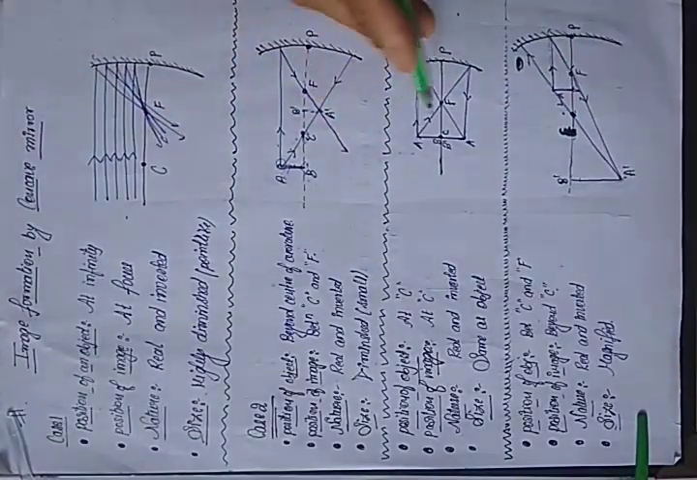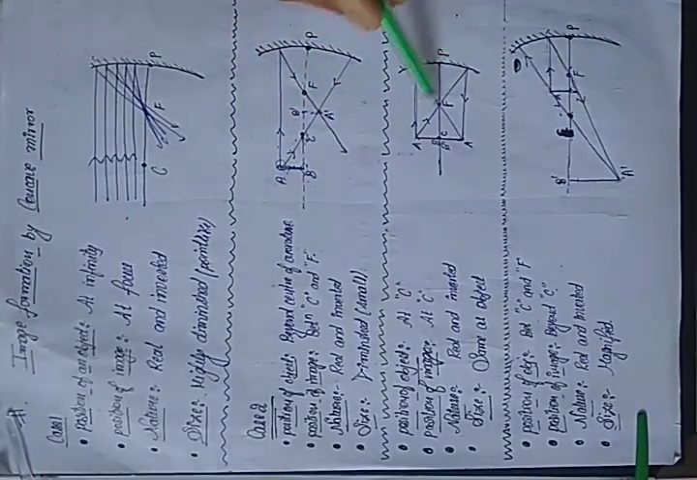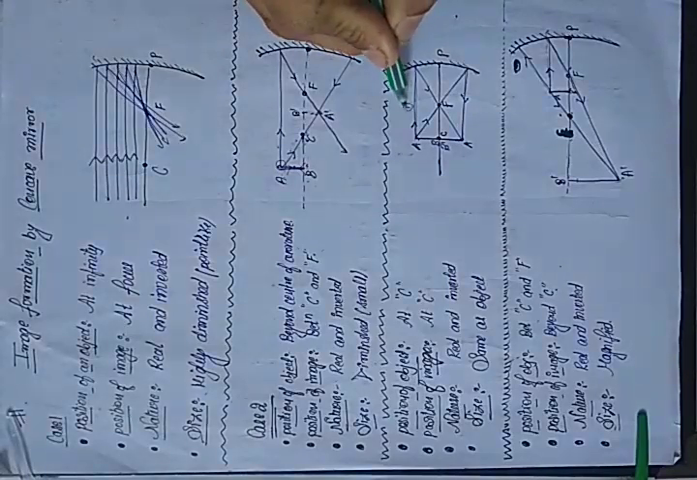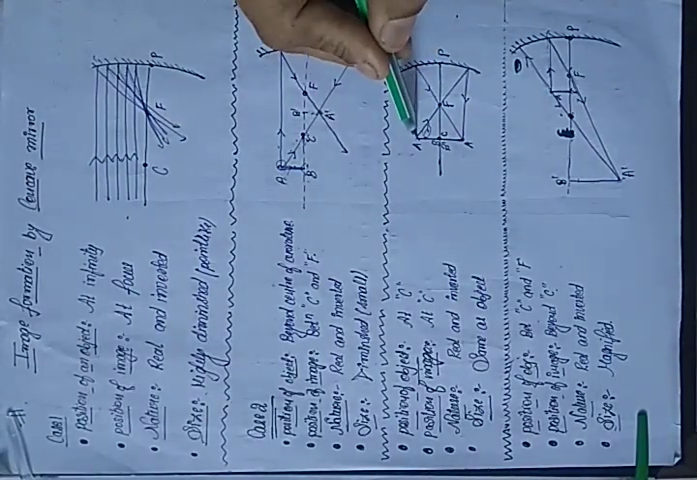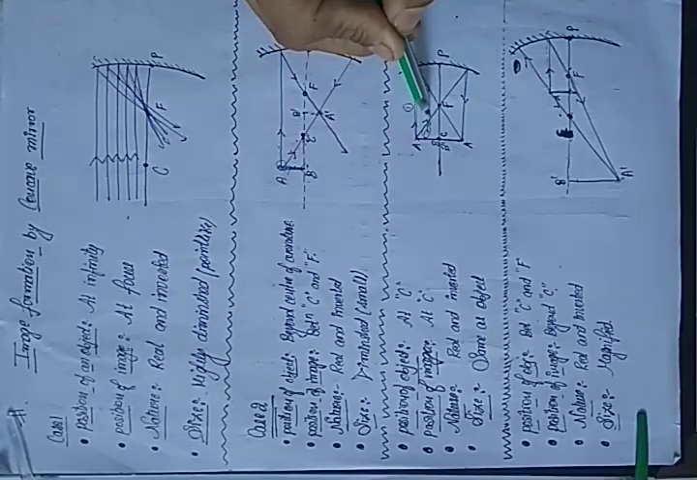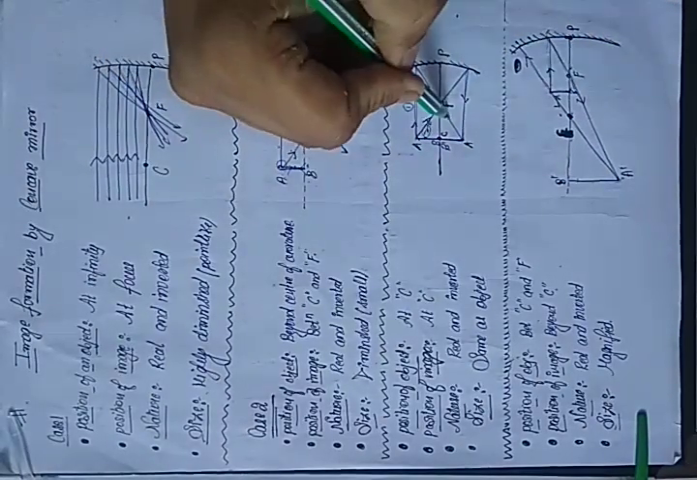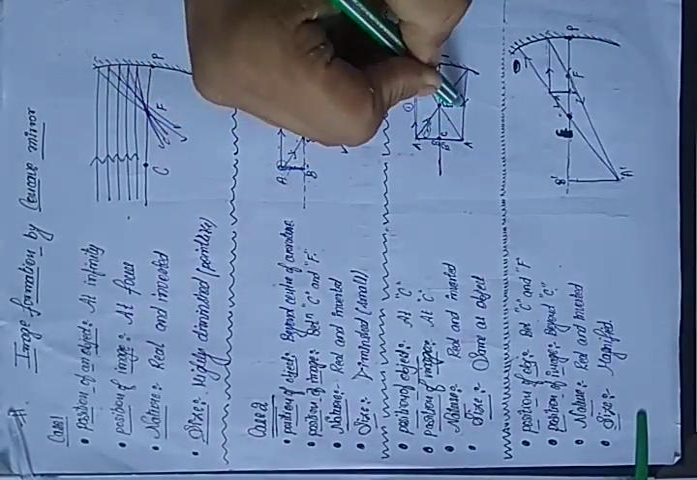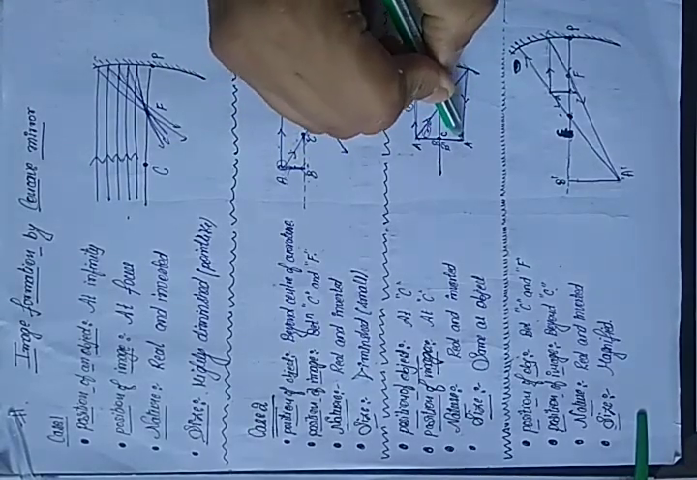Now we are using rule number 2. What is rule number 2? Incident light passing through the focus. This is rule number 1, this is rule number 2. When we send light through the focus, it reflects parallel. These two reflected lines, reflected line 1 and reflected line 2, will meet at this point. At this point we get our image.